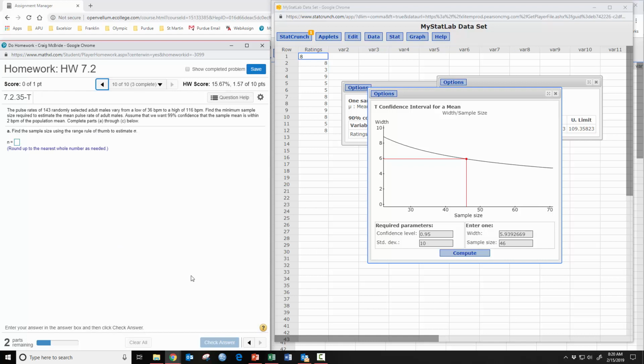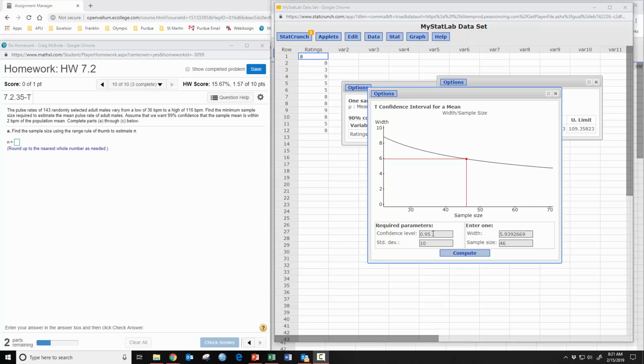Now, number 10, probably similar. Find the sample size using the range rule of thumb, right? So instead of using these computations, we're going to use the range rule of thumb. So you have to remember what the range rule of thumb is. The range rule of thumb just tells us that the standard deviation is roughly 1/4 of the range. If you take the range and divide it by 4, that gives us a rough approximation of our standard deviation.